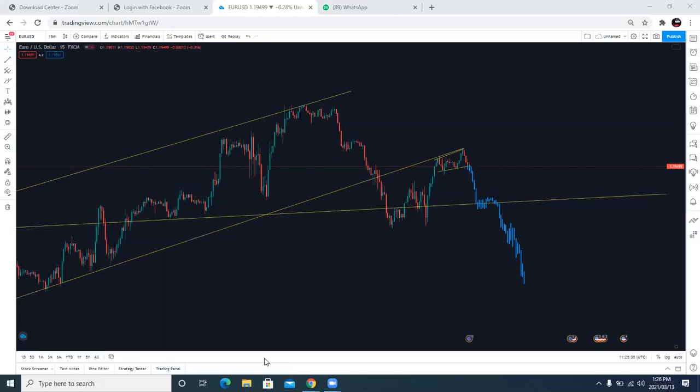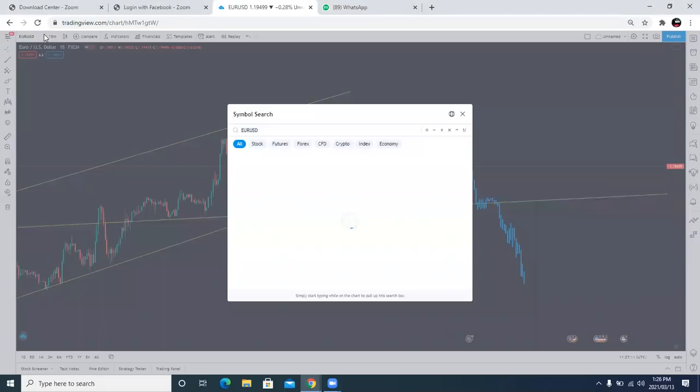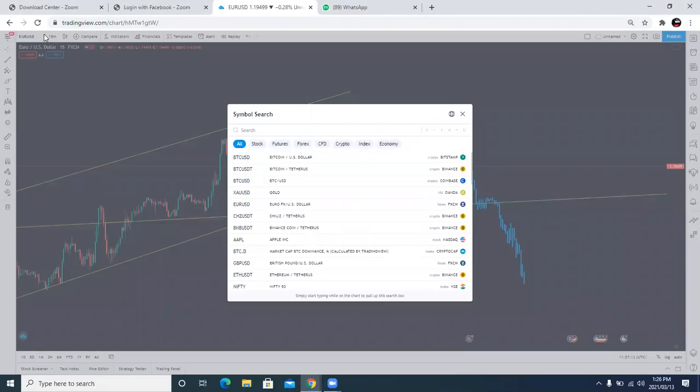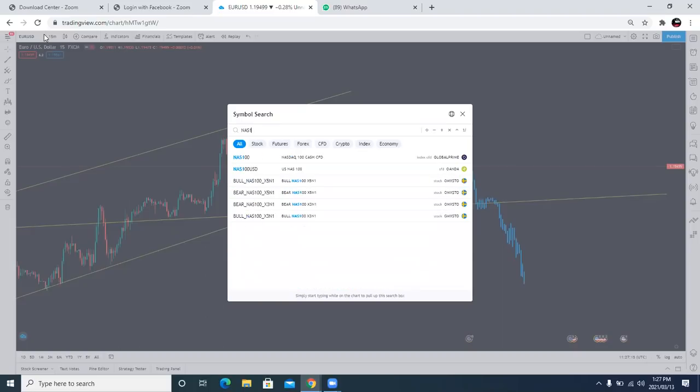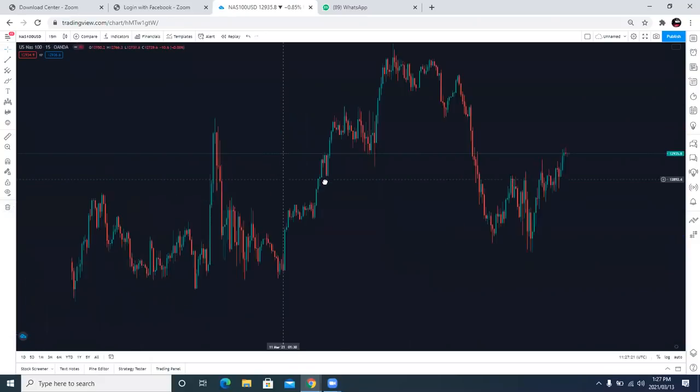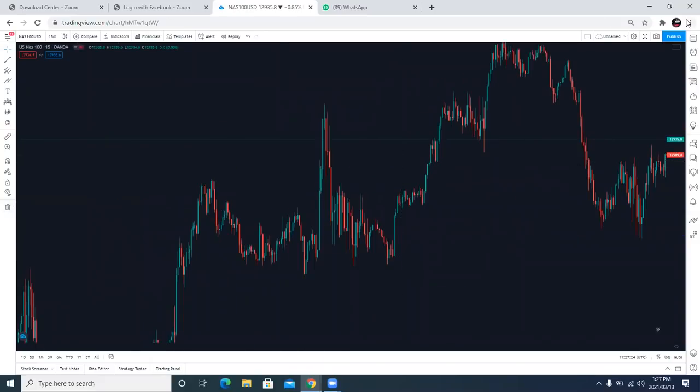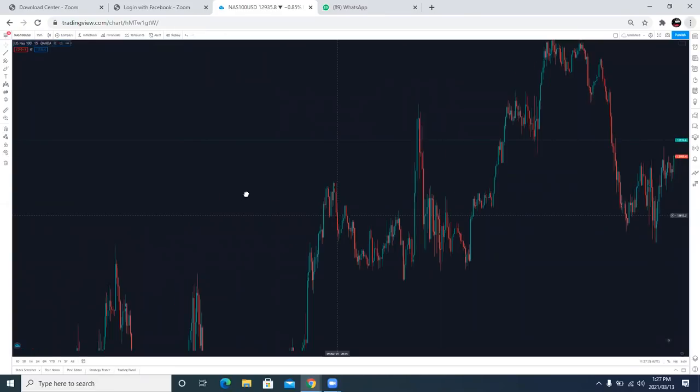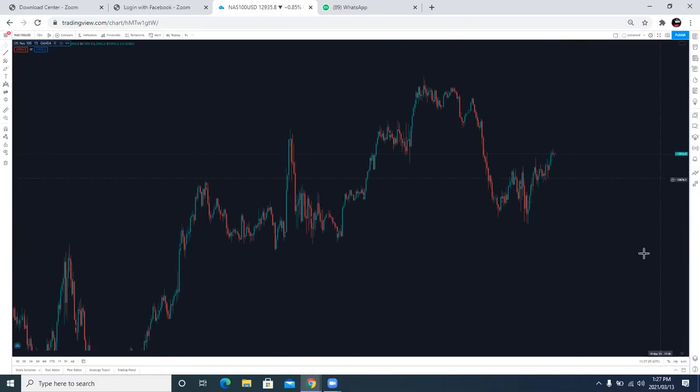So what's the pair that you want us to check, guys? Any pair that you want us to check? Nasdaq. More interested in Nasdaq. Nasdaq will humble you. Nasdaq will make you broke. Nasdaq needs experience. Now you're on Nas 100, right? Can y'all see Nasdaq? So yeah, this is Nasdaq.